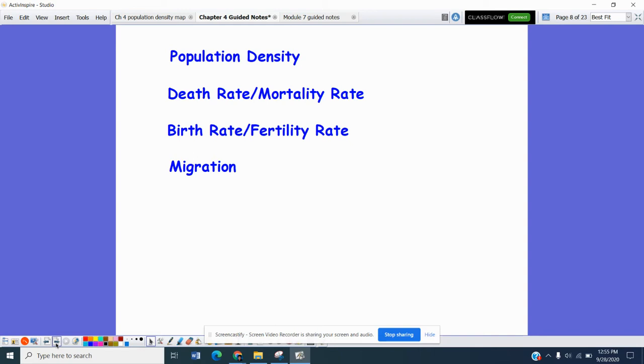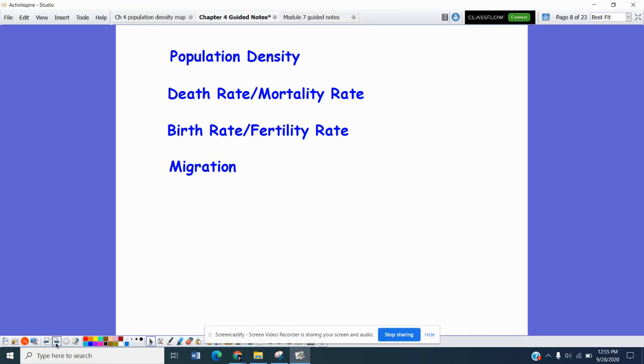Death rate or the mortality rate. This is the number of people who die per 1,000 people. And typically, areas that have a high death rate are in areas where there might be war or famine or some type of natural disaster.